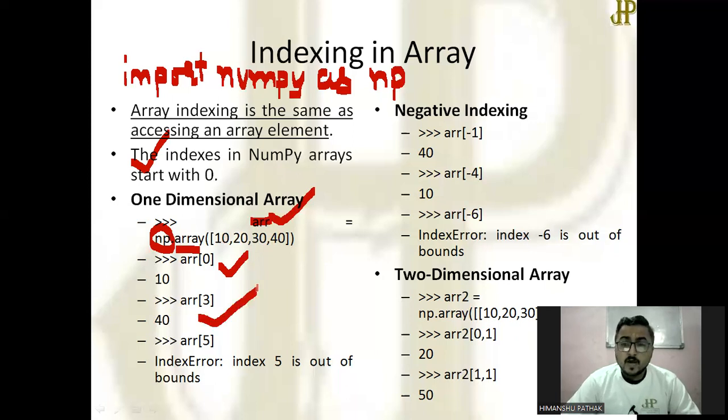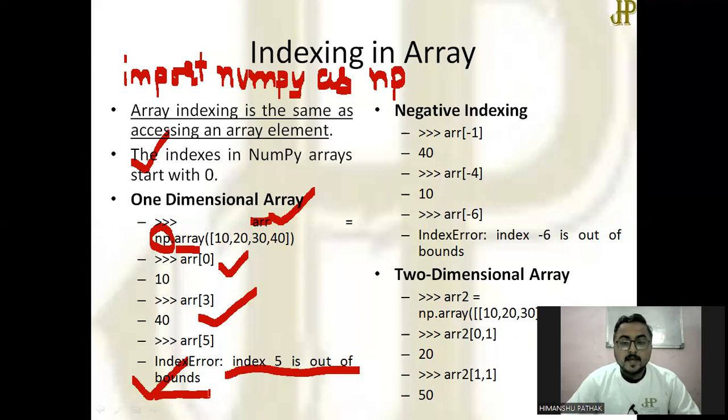And if I try to access beyond the limit, then it will show an exception, and that exception is IndexError. It shows that index 5 is out of bounds. Clear?